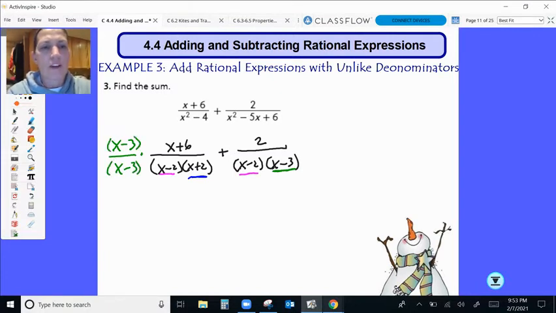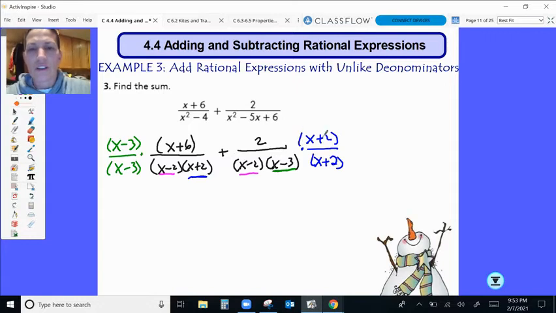Okay, and again, my binomials, I like to make sure I keep them in parentheses so I don't forget to multiply them as binomials. Then over here on this side, I look and say, oh, I'm missing this blue one. So I'm going to multiply this by my x plus 2 over my x plus 2. Colored pencils might help you with this little process. And now I'm going to just multiply.